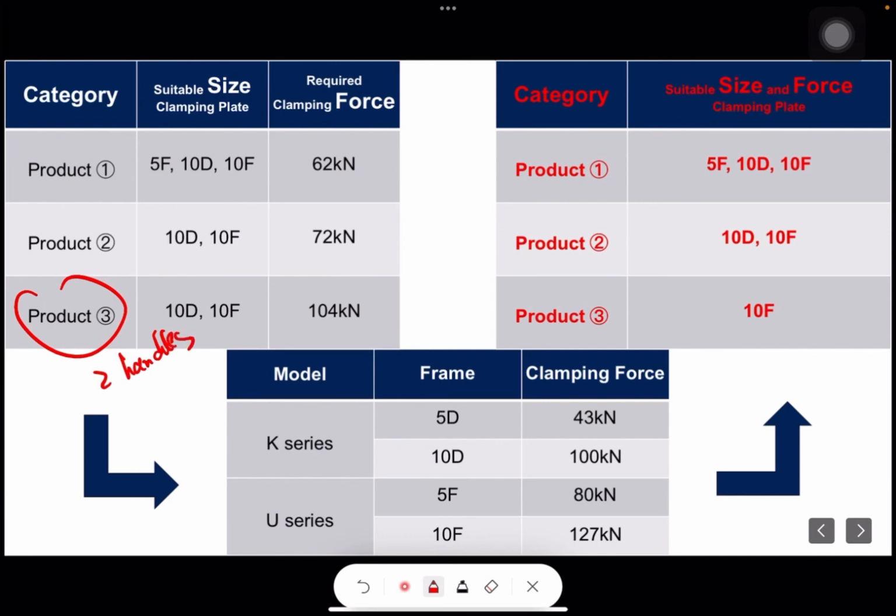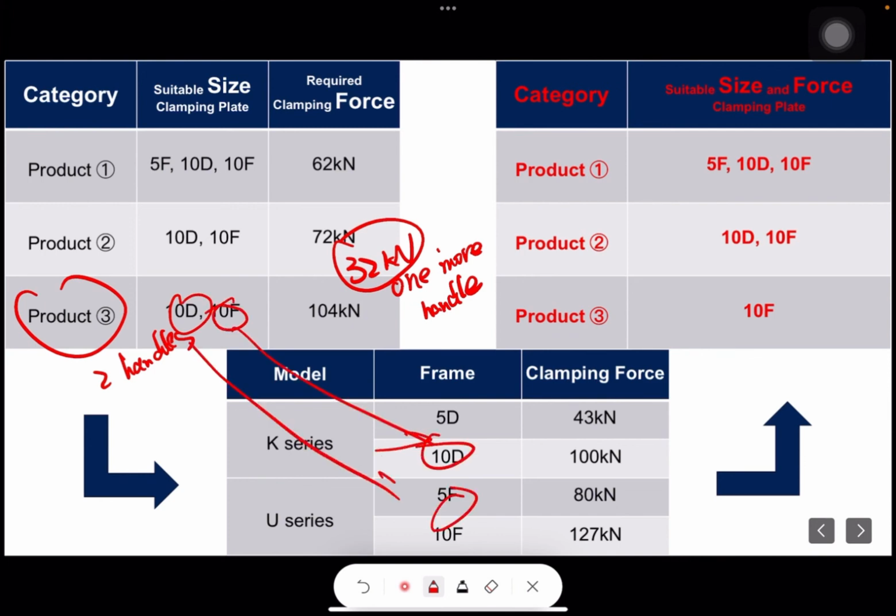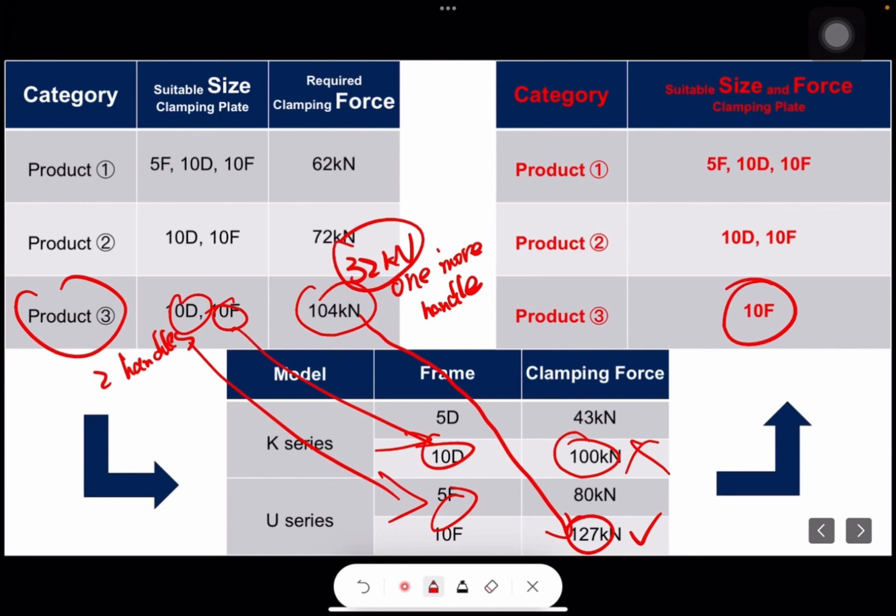As you can see, it is 32 more. Almost one more handle, it needs 32 more kN. So 10D, 10F here. 10D, 10F. Let's compare. 100, no. Of course 10F can make it. And 125 is okay. So product 3 can only be made by 10F.